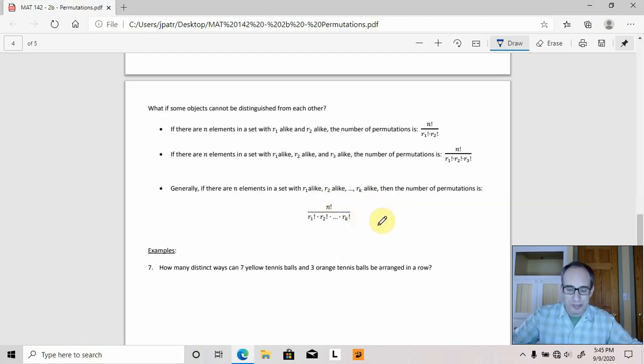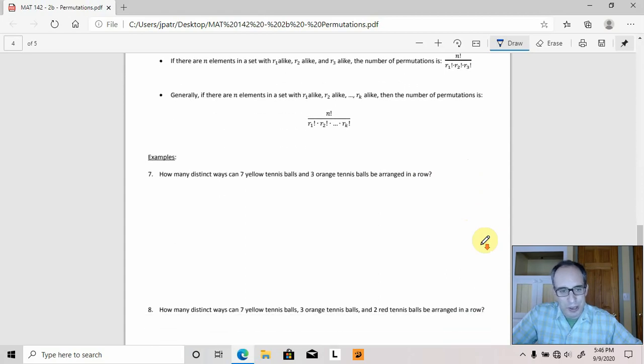But I think this is a little easier to see with concrete examples rather than just with the formulas. So here with number 7, if you have 7 yellow tennis balls and 3 orange tennis balls, how many different ways could you arrange them in a row? And we're assuming for the yellow tennis balls, you can't tell them apart, right? None of them have specific markings on them or anything like that. There's 7 yellow tennis balls that look like each other. They're all the same brand, like they're all Wilson or something, right?